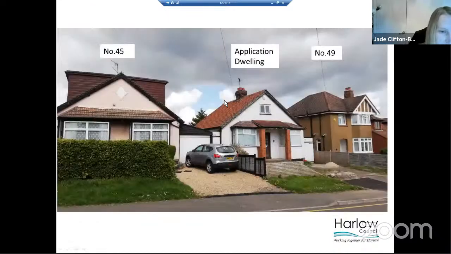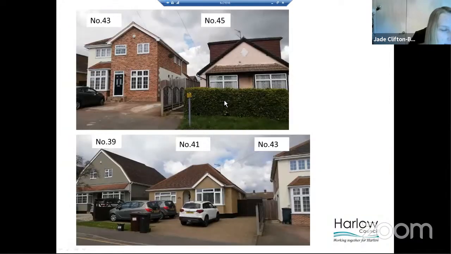This is all three together for context. These are examples of other two-storey dwellings positioned next to bungalows. Number 43 was a bungalow, and the first floor was granted in 2014. And then we've got an example here of a bungalow next door to two two-storey properties, and number 39 was granted an additional floor in 2004.